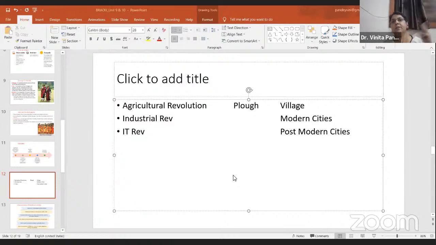And point number three, why we have to focus on anthropology: anthropology will also decide the future course of human society. Now, when I'm talking about the IT revolution, it is not just postmodern cities. Once the IT revolution reaches a few countries, it has already reached its peak. This will be followed by the genetic revolution. Now, this has already started.